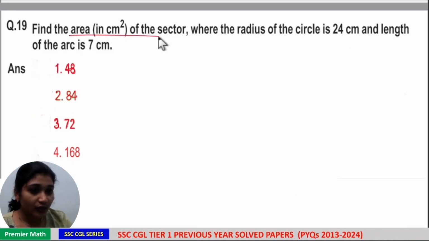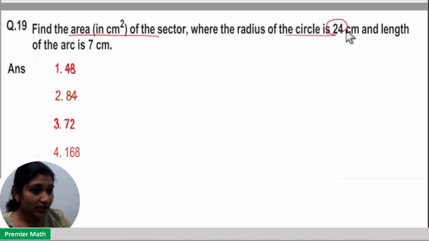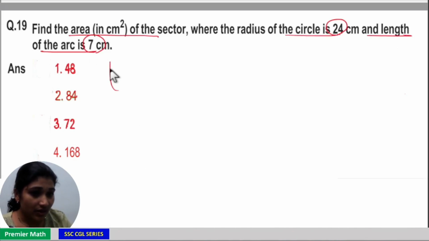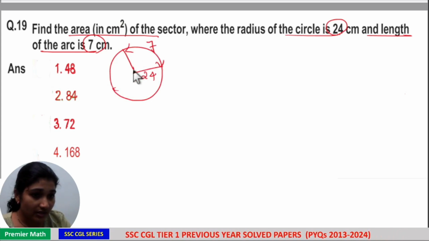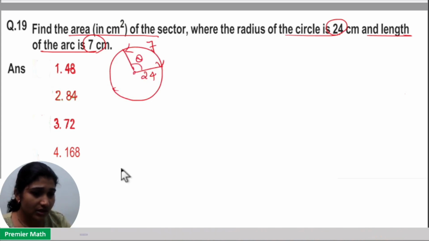Find the area of the sector where the radius of circle is 24 centimeter and length of the arc is 7 centimeter. Here, if this is the circle radius is 24 centimeter and here we have arc length 7 centimeters given. Now we have to find out this theta.